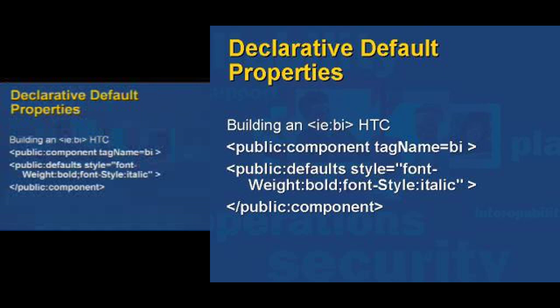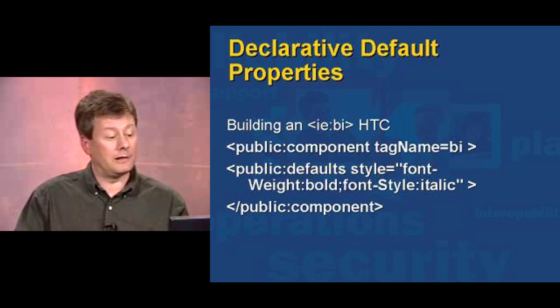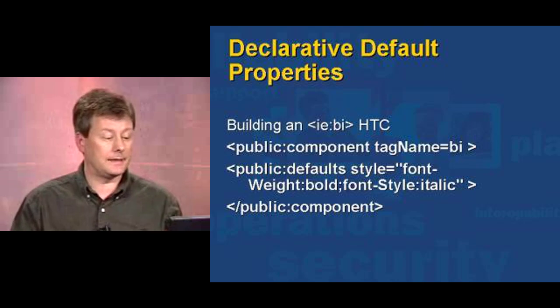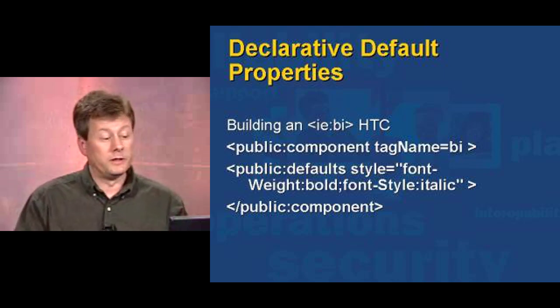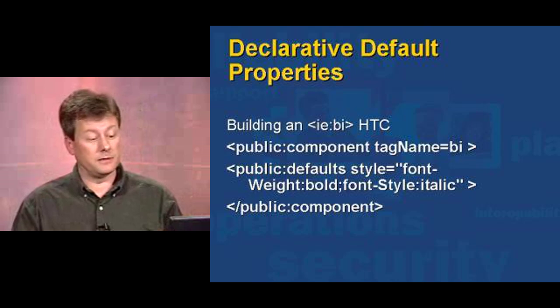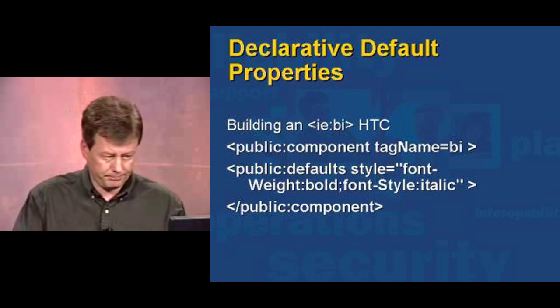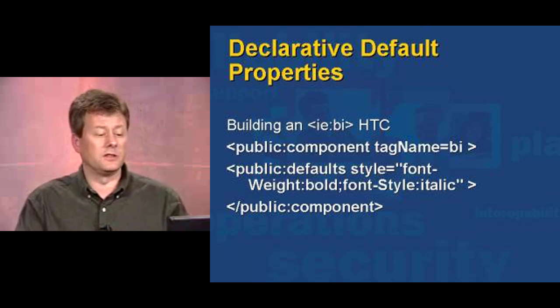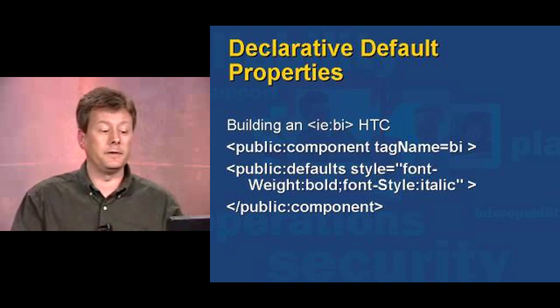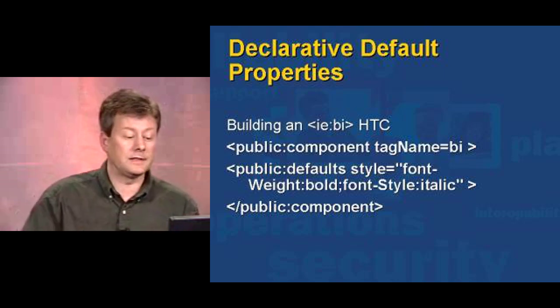There are a couple of ways to specify the defaults. Again, there's a declarative way and a procedural way. Here we have the declarative way, where we're defining our own bold italic tag. All we've done on the public:defaults tag within the HTML component is specify that the style is font weight bold, font style equals italic. That then means that the contents of this element behavior, when it's used within a main document, will always be rendered as bold and italic by default.